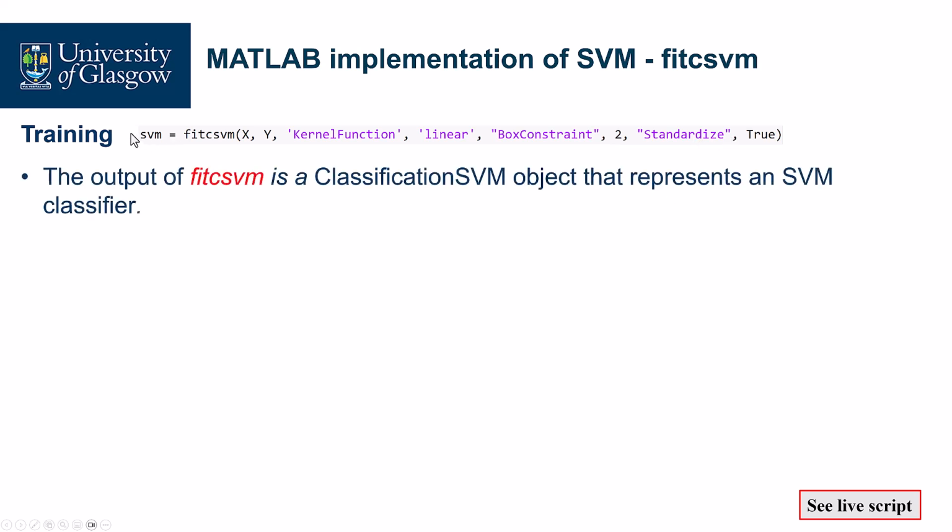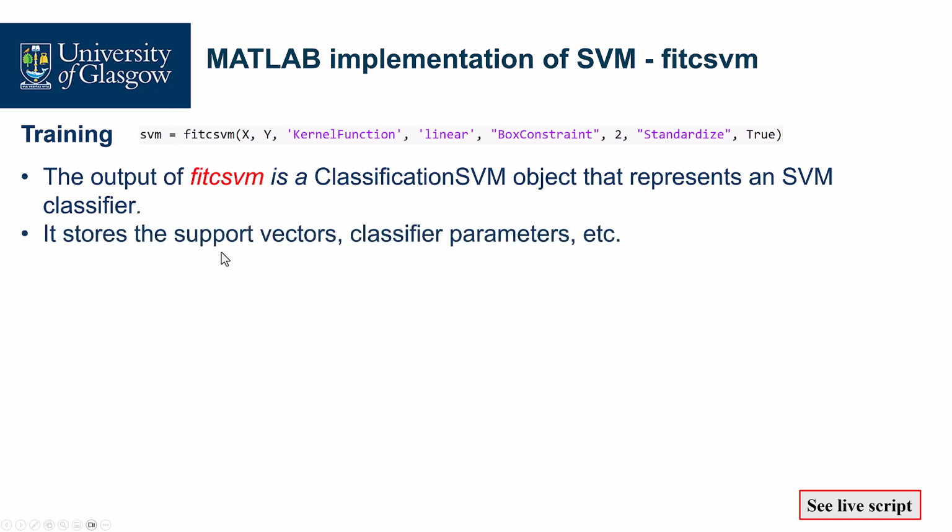The output, I wrote SVM here, and you can write other names. This is an object. The type is called ClassificationSVM. So this is a trained SVM classifier. The trained SVM is saved here. It has the support vectors and all the other parameters, right?